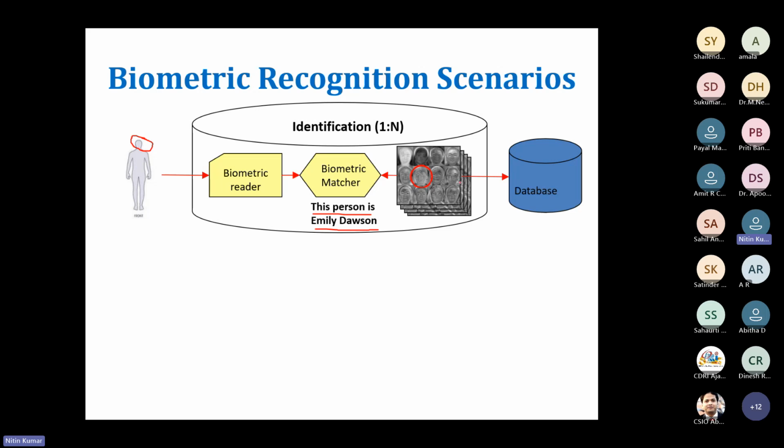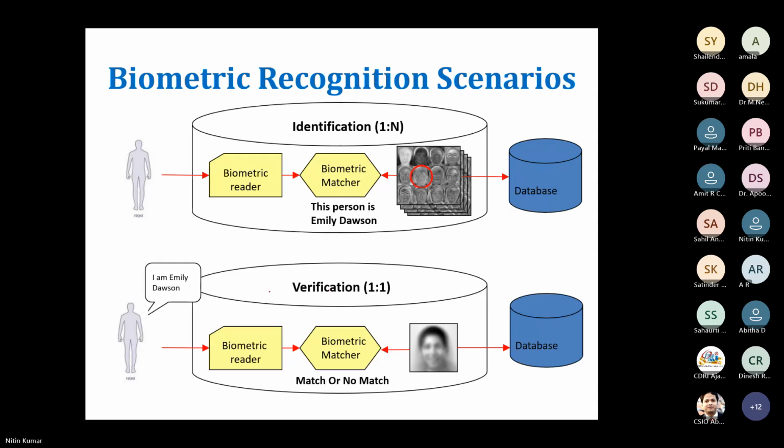This is one scenario. And these persons have come into the database during the enrollment phase. When we are enrolling any person, we capture their biometric and then store that biometric in the database. Now verification is like this: the person claims, I am this person, I am Emily. Corresponding to this, the biometric reader will capture the input, like the facial image, and corresponding to this Emily Dawson, there will be some image enrolled earlier. Then the job of the biometric matcher is to find a match, whether these two are the same people or not. So you see, this process is more of a mathematical one.